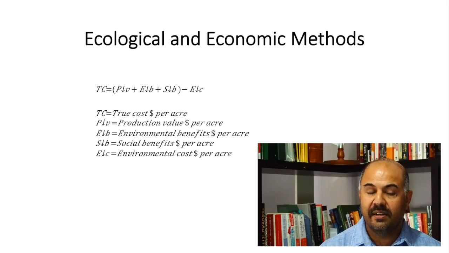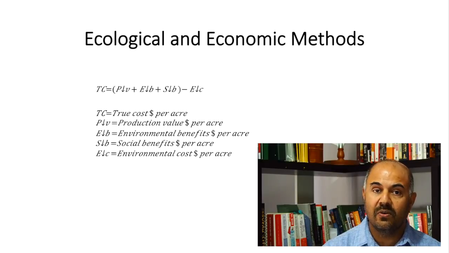So we divided externalities into four categories: production value, which is the value of farm produce; environmental benefits, which include value of pollination, nutrient cycling, nitrogen fixation, etc.; social benefits such as farm employment, farm tours, recreational tours, and any knowledge generated on a particular farm; and environmental costs such as greenhouse gas emissions, pesticide poisoning, food safety, impact on air, water, biodiversity, etc.